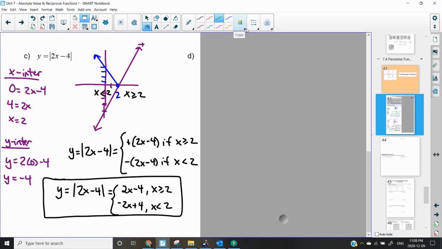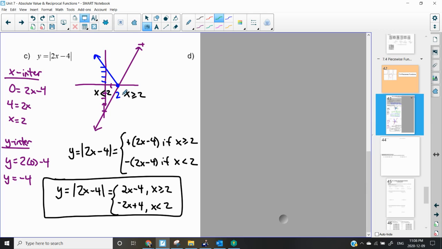Okay, now taking a look at our two graphs here, we're going to start with the first function, y equals the absolute value of 2x minus 4. We're going to start off by graphing or sketching that graph, and we would have our x-intercept at 2 and our y-intercept at negative 4. When we look at our invariant point of 2, that again acts like our border.